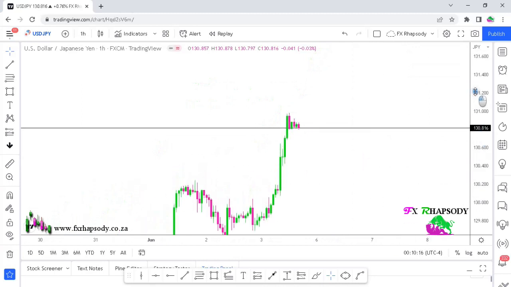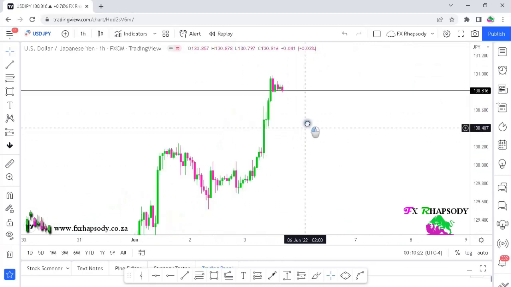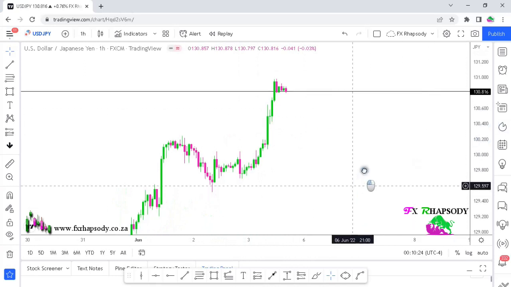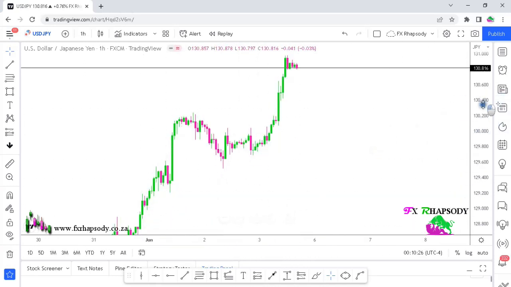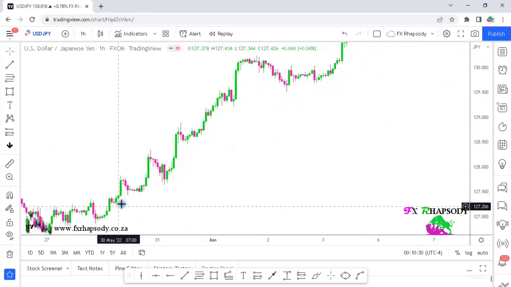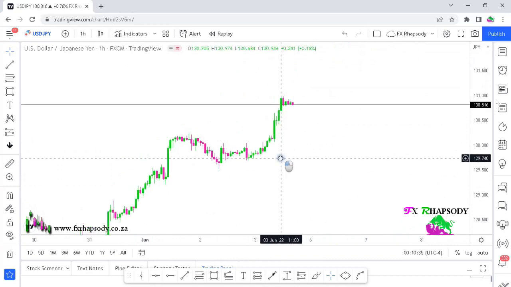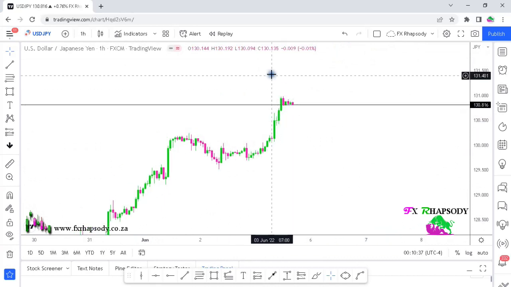So we have got this area, the high that was taken out, as you can see. So now we're waiting to see what is going to happen, because we have got all this liquidity, because it was a massive run for the dollar against the yen. Okay, it was a massive run. So we are definitely looking at some sort of retracement that's happening.